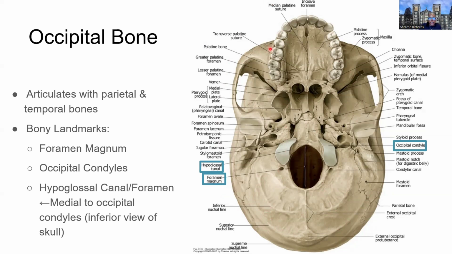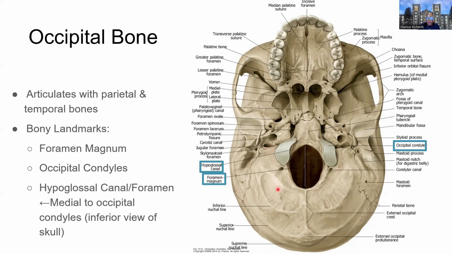Now, the occipital bone is going to articulate with the parietal bones at the lambdoid suture, as well as the temporal bones posteriorly. So it's going to help to form that shared canal that we talked about earlier with the temporal bone, the jugular canal, right, which we can see here.